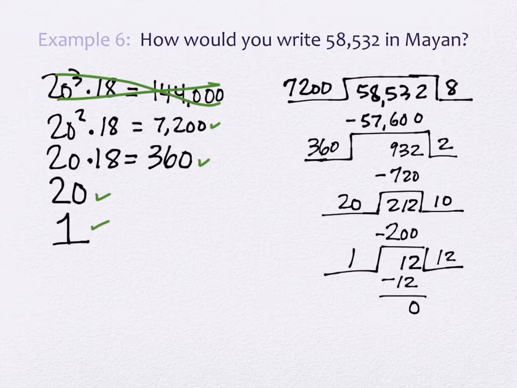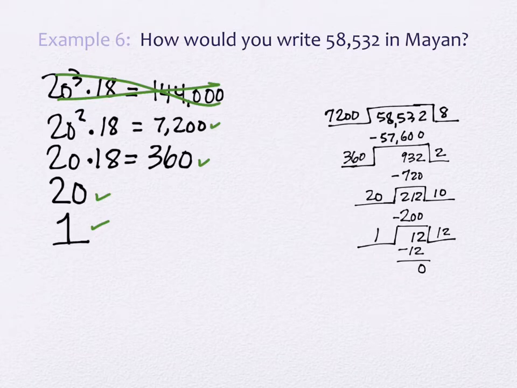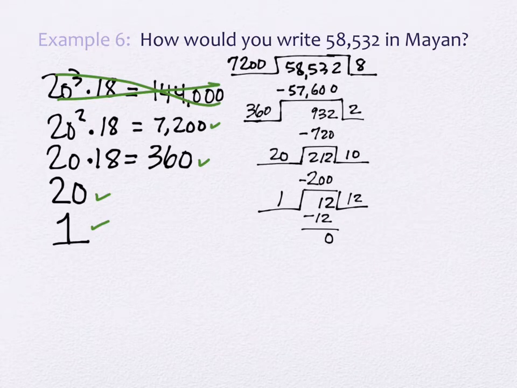Because what I need to do now is take each of those digits, 8 down to 12, and write them in Mayan form. In other words, I've got the number 8. How do I get the number 8 in Mayan? A line with 3 dots, and the dots are always on top of the line. How do we get a 2, because that's the next one, in Mayan? 2 dots. How do I get a number 10 in Mayan? 2 lines. And does anybody see a problem?